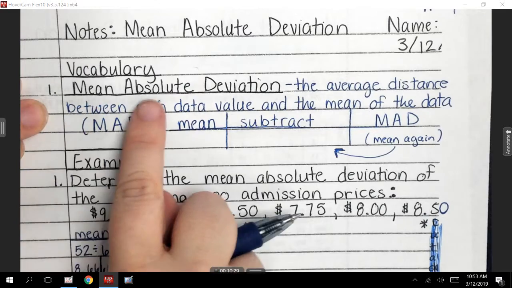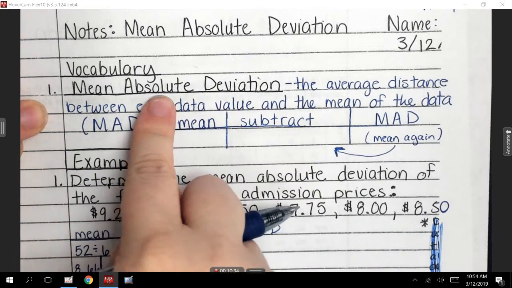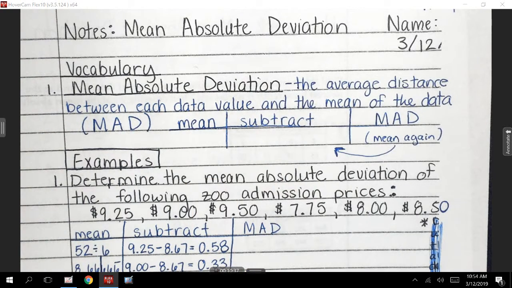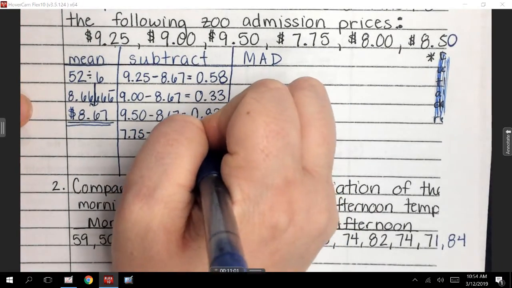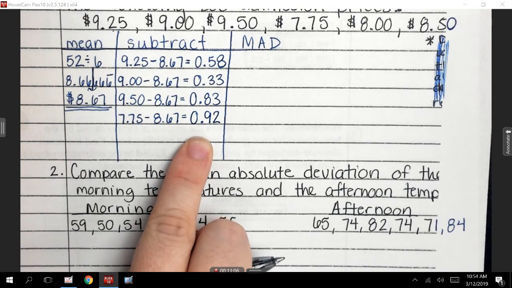Guys, remember where this said the mean absolute deviation? We've seen that word before when we did absolute value bars. Remember those bars? What do those absolute value bars do to a number? Raise your hand if you can tell me. Javon. They make it positive. So do I want negative 0.92? No. What do I want to write down? 0.92.